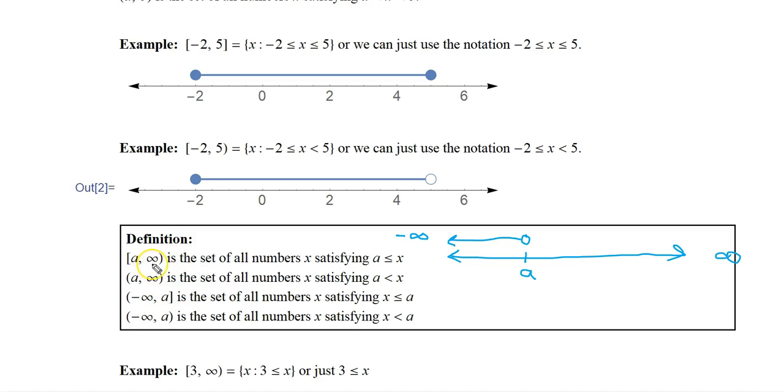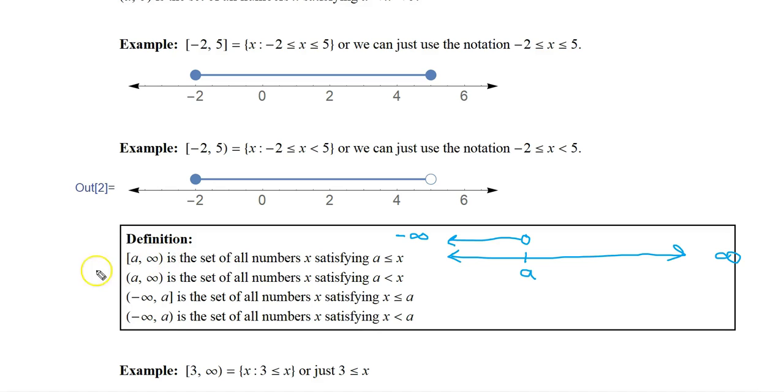Notice one thing here: we never put a closed bracket at the infinity, so we never do this. That would be incorrect notation, because infinity really is not a number. It's not something that is included in your set like 1.5. It's more of a concept. It's not really a number. So we never put a closed bracket at the infinity.